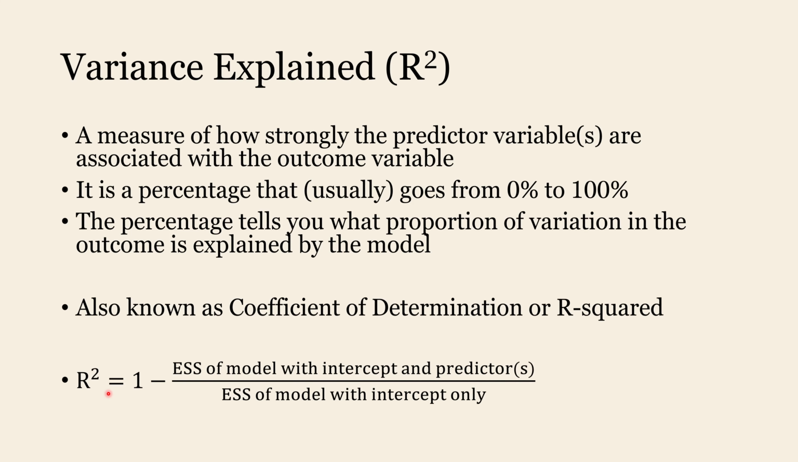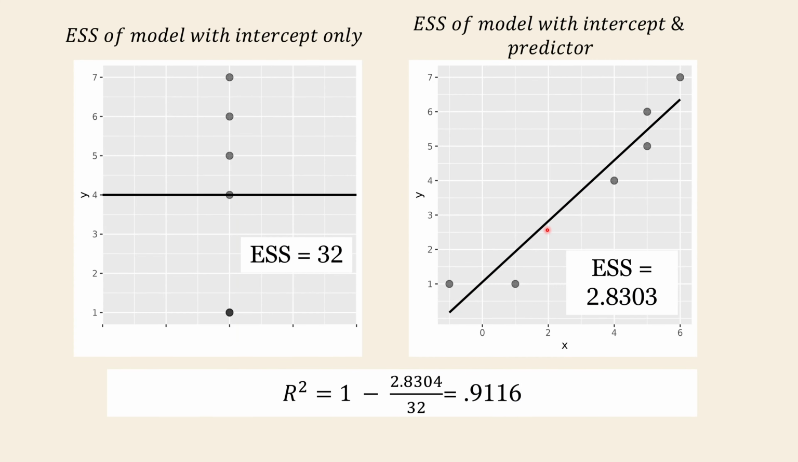Let's see how this works visually. On this slide, we're working out the variance explained for the regression model shown on the right, where we have a single predictor x. The black line here is our regression line. It shows the regression model's predicted value of y at different values of x. So for example, when x is equal to 2, our regression model would predict that the outcome y should have a value of about 2.75.